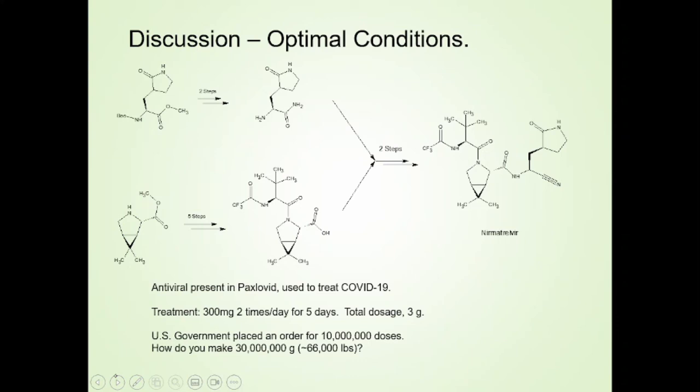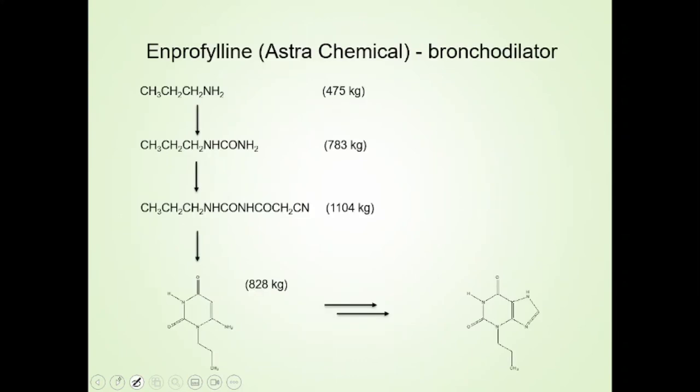And the other thing to consider when you are working on that scale, or this is enprofylline. This is an older synthesis. It's used as a bronchodilator, or at least was at one point. But notice the scale for this is a single reaction. Every time they ran this reaction, they would start with 475 kilograms. That's just shy of 1,000 pounds of propylamine. They would convert it to the urea. They add the acetonitrile group to this.